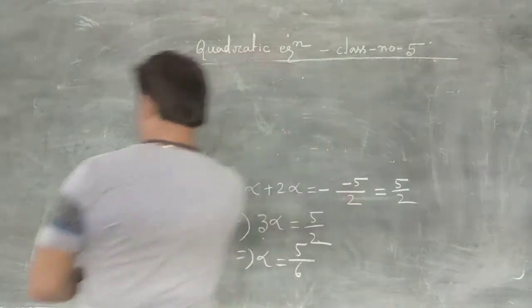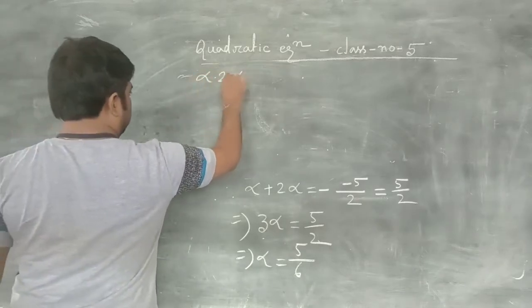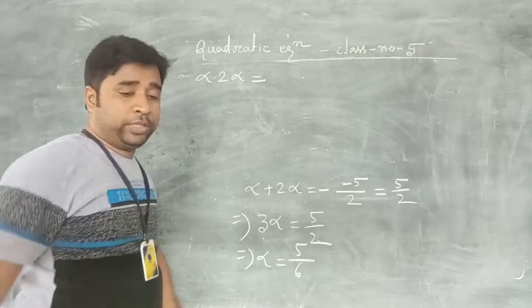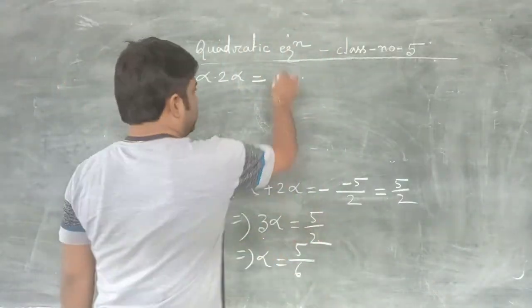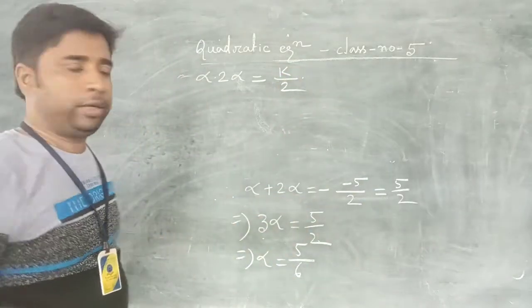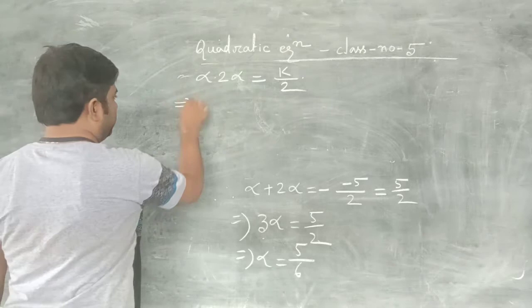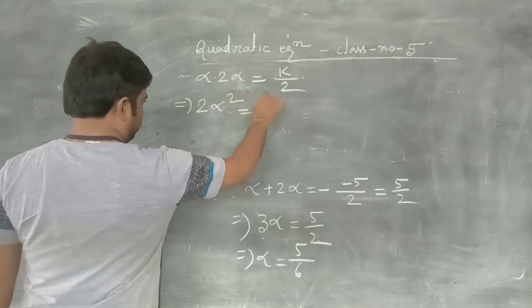What is the product of the roots? That is alpha into twice alpha. The formula is c by a. What is the value of c? Here the value of c is k and the value of a is 2, that is k by 2. Now only you can find the value of k. So alpha into twice alpha is 2 alpha square equal to k by 2.